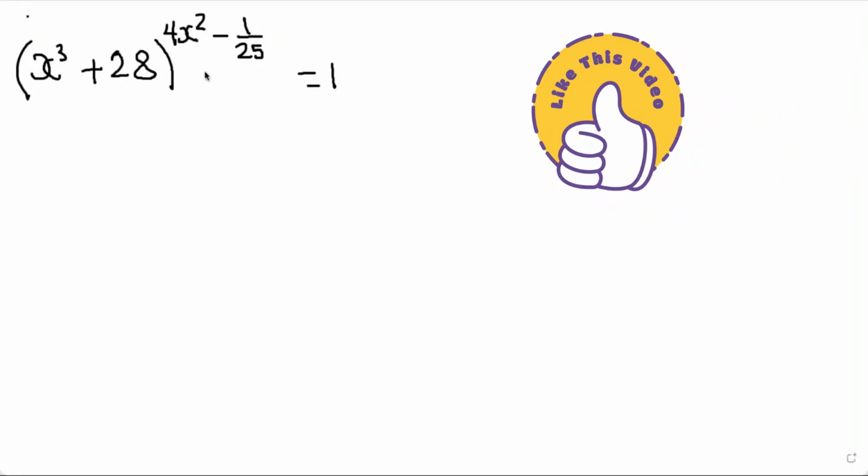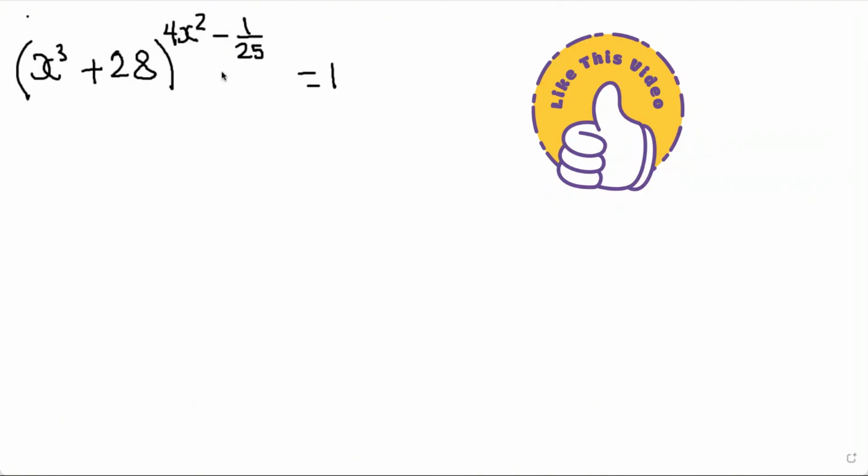Can you solve this challenging exponential equation? x cubed plus 28, to the power of 4x squared minus 1 over 25, equals 1. Now we know here either the base has to be 1, because 1 to the power of anything is always 1, or the exponent has to be 0, because anything to the power of 0 will equal 1.